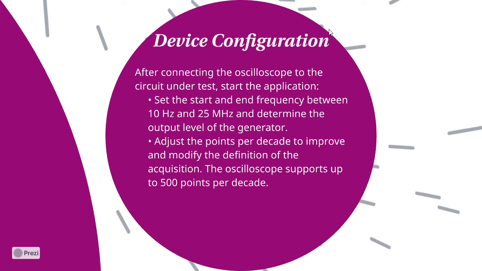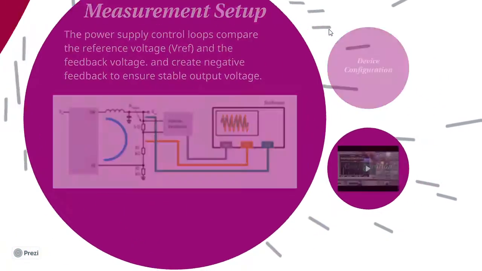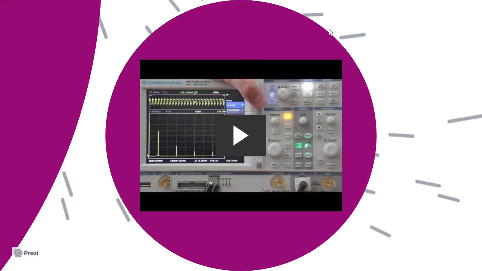Adjust the amplitude of the generator output to eliminate noise from the circuit under test, and press the start key to start the measurement. Measurement results are displayed as gain and phase over frequency. Set the marker at the point of interest. In this video we will see the configuration of these devices.